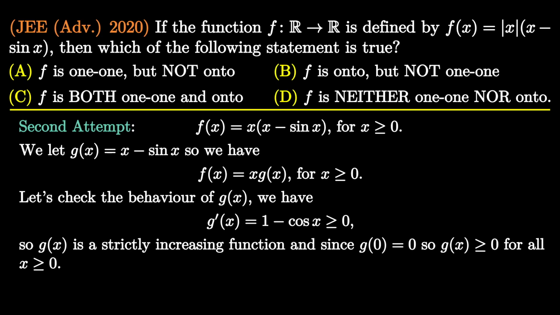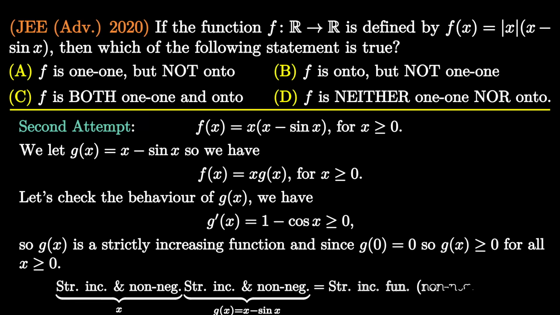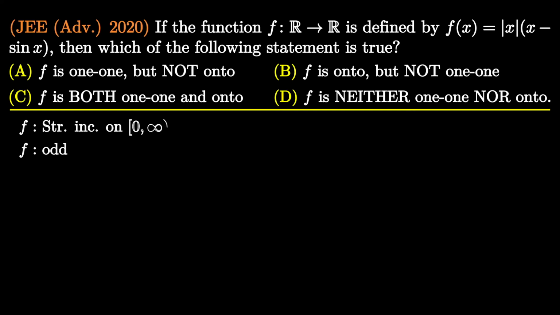Now we see f(x) as a product of two non-negative strictly increasing functions, and the product of two such functions must be strictly increasing, in fact non-negative too. You may want to pause the video and try some time to ponder why this holds. Try to come up with a precise justification, and if you want, you can ask in the comment section. Well, in this way we have proved that f(x) is a strictly increasing function on the interval 0 to infinity, and since f(x) is odd, so f(x) is strictly increasing for all real numbers.